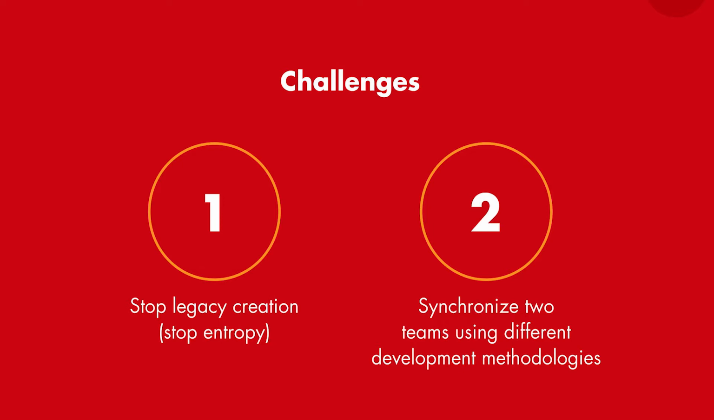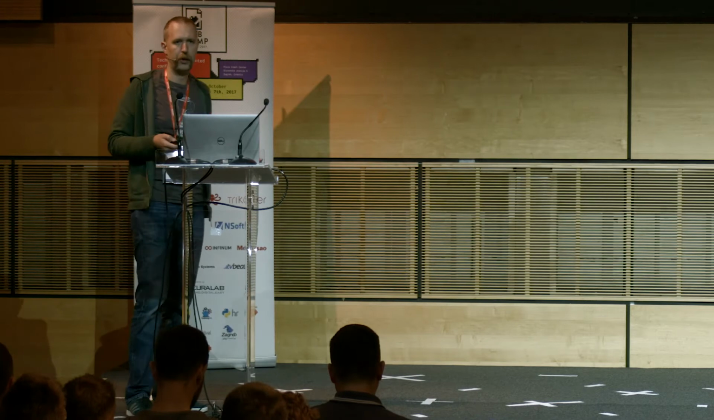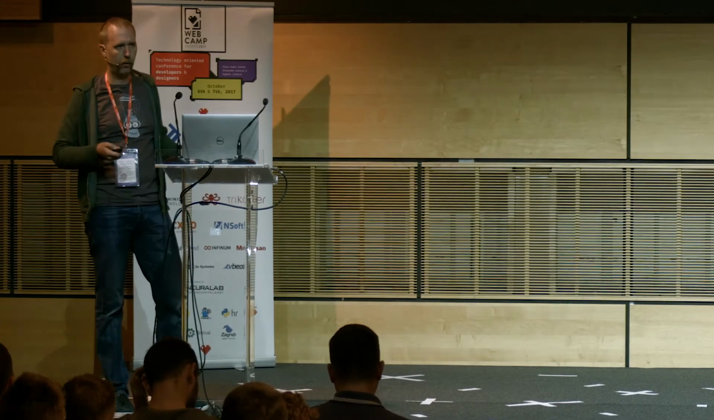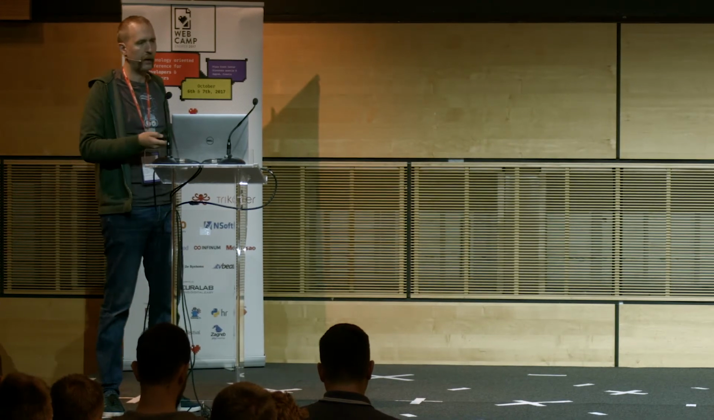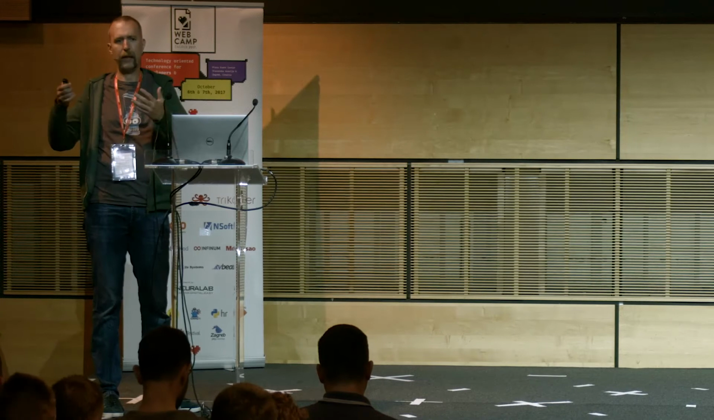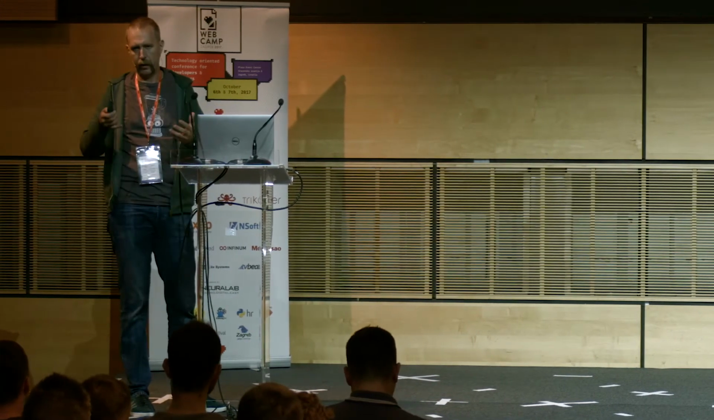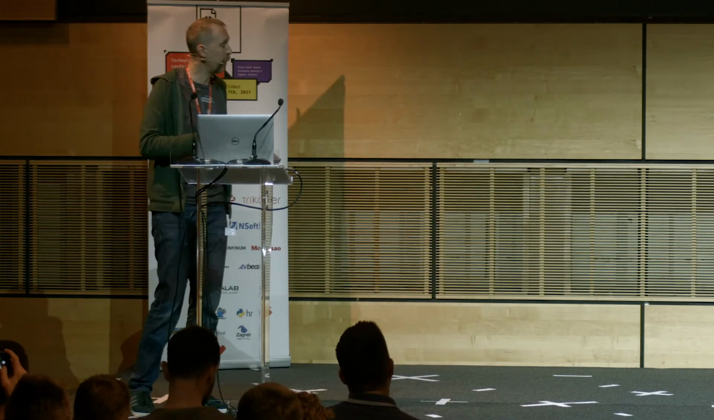First is that we had to find a way to stop legacy creation, because if the team that's developing new features does it in a standard mode of work, they will be adding new legacy with each feature. A new class, a new data entity would still use the legacy data model and active record and so on. So we didn't want to do that.